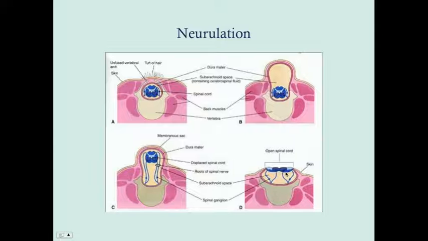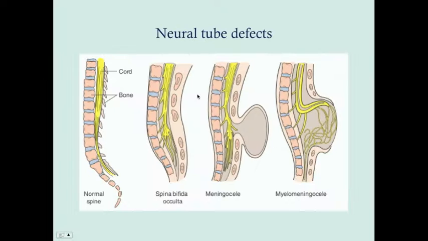And then this is Myeloschisis. So in this case, you have an open spinal cord that's directly exposed to the outside, consistent with the skin. So we're going to talk about all four of these. So this is another view here. You have your normal spine, Spina Bifida Occulta, meningocele, and Myelomeningocele.